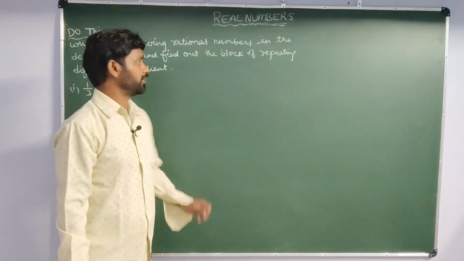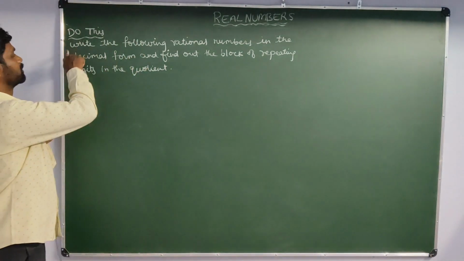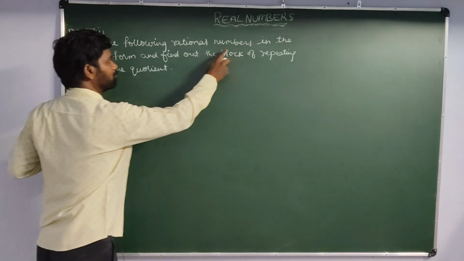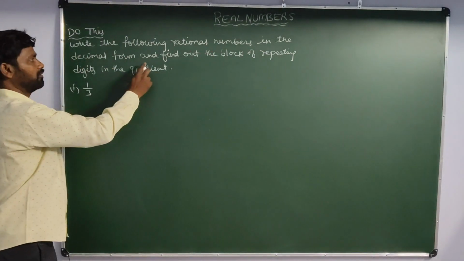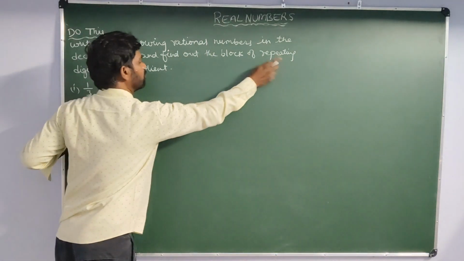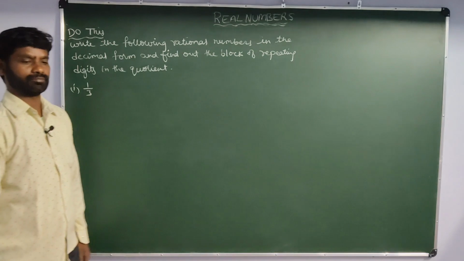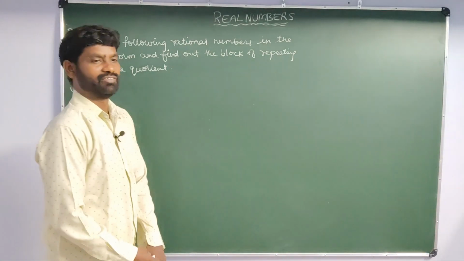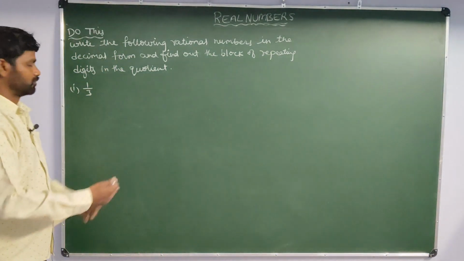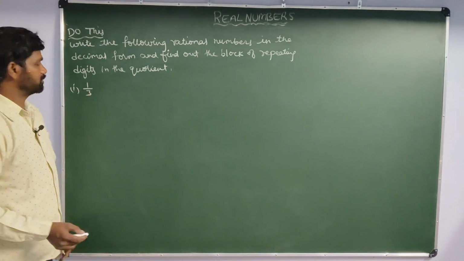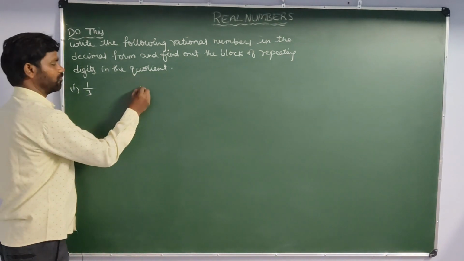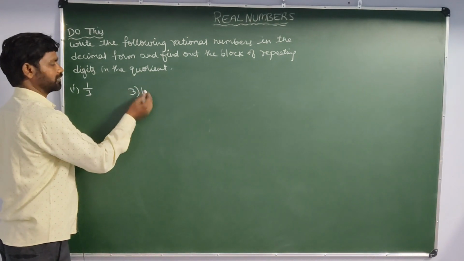Hi students, next question. Write the following rational numbers in the decimal form and find out the block of repeating digits in the quotient. The question is 1 by 3. So we know how to divide; we have studied it in our earlier classes. So let us divide 1 by 3.